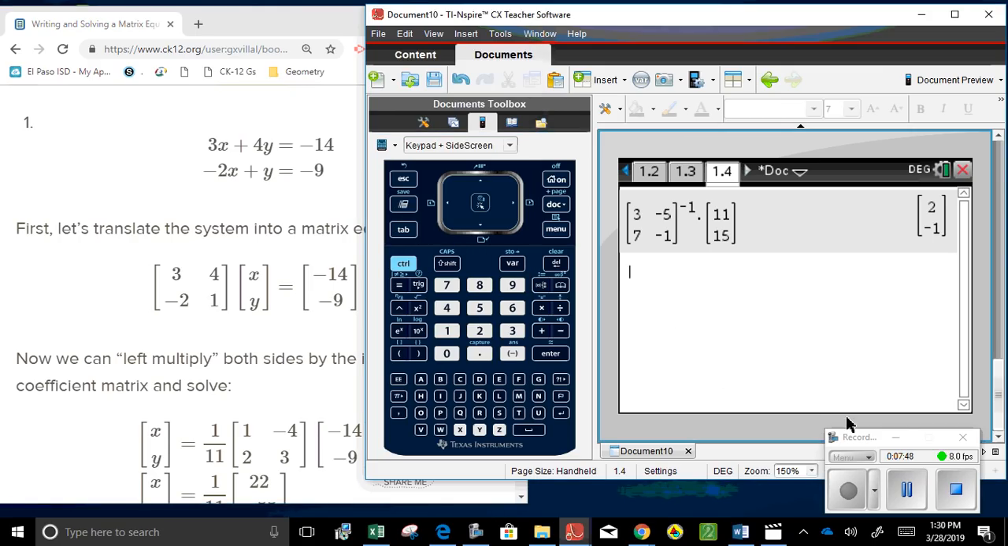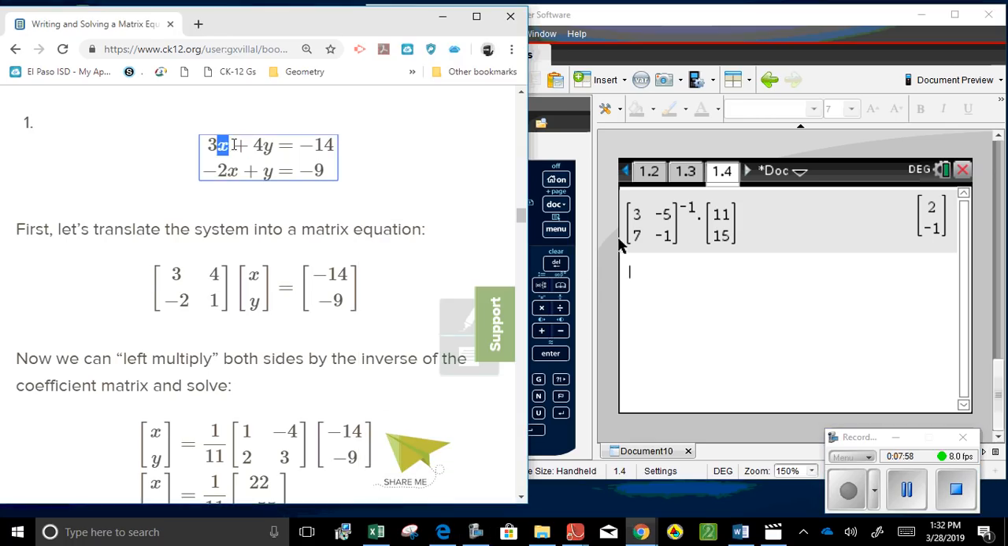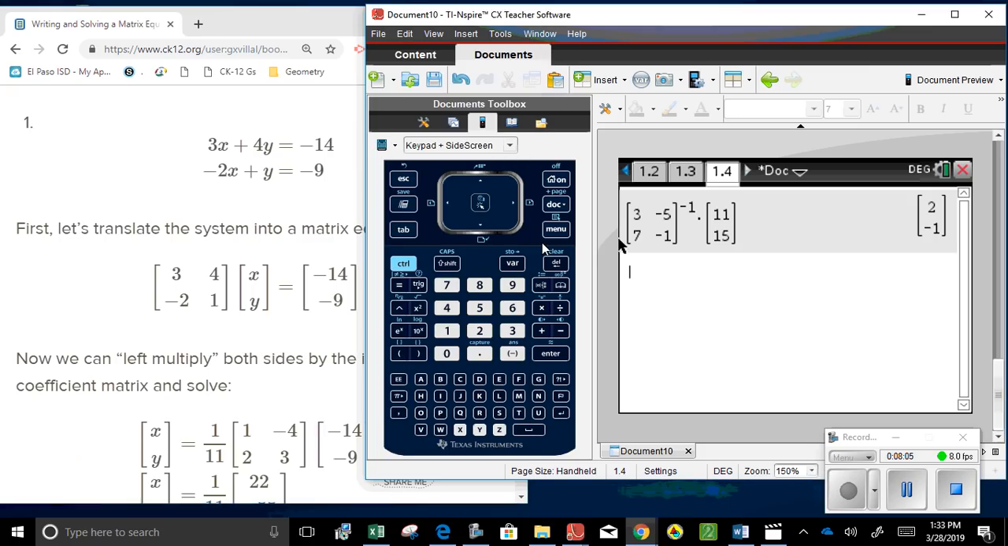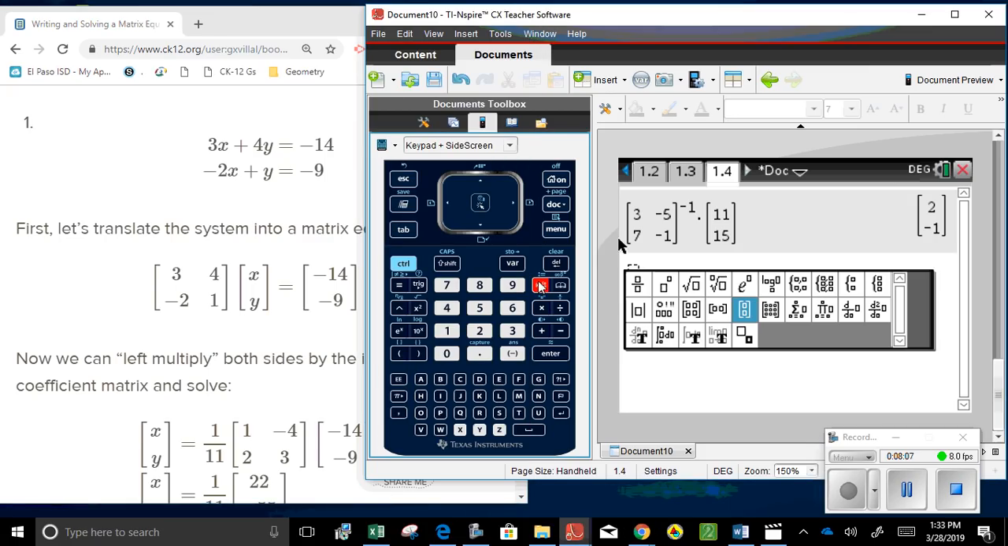So, okay, let's do the second one, again the same way. It's 3, 4, negative 14, negative 2, 1, 9. So, let's try this again. It's an X and a Y twice. If you think of it like a square, here's the square. So let's get the matrix square. Get the matrix, find the 2 by 2, press enter.